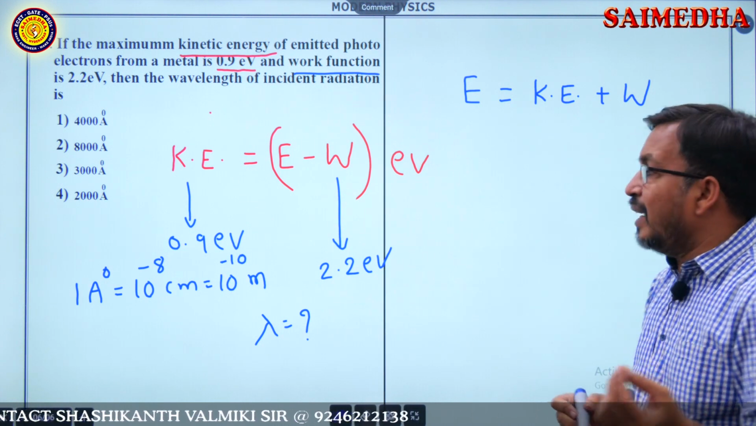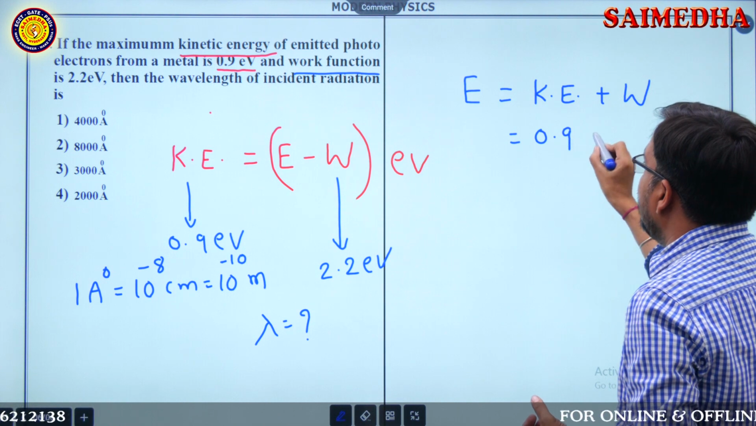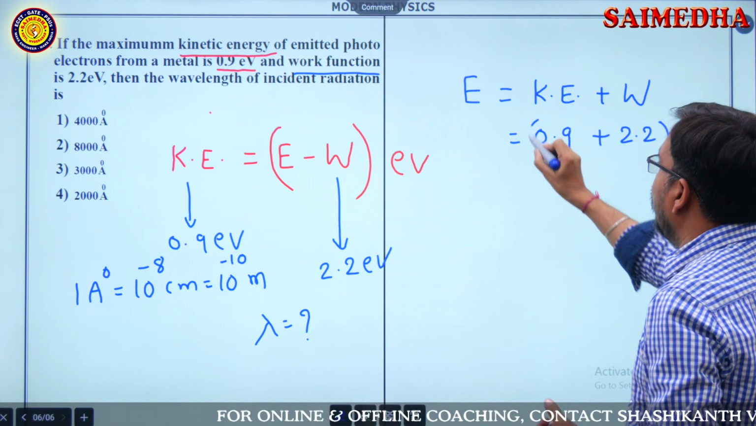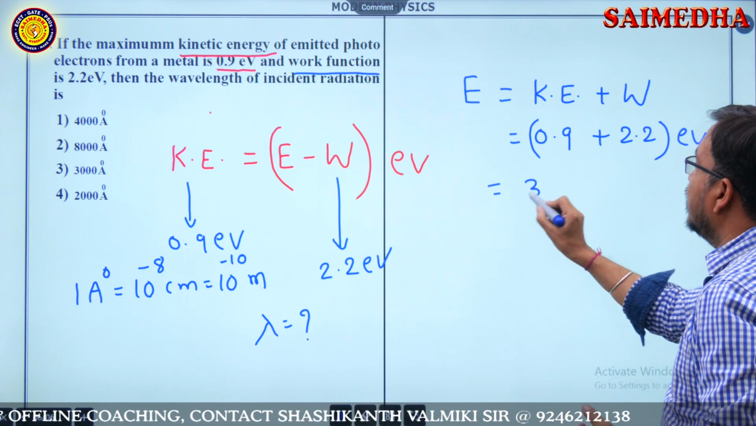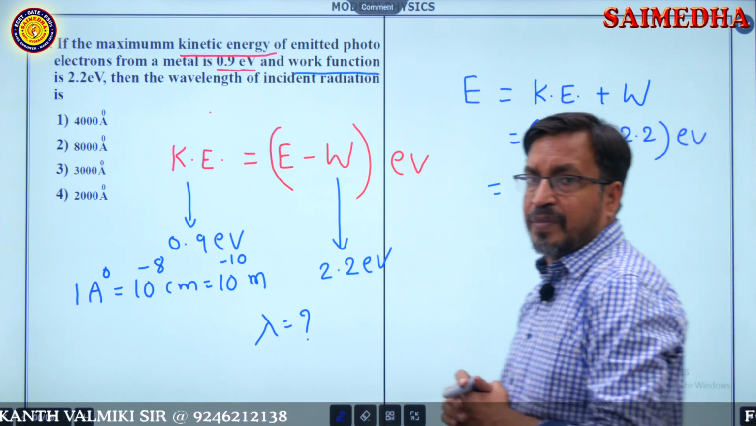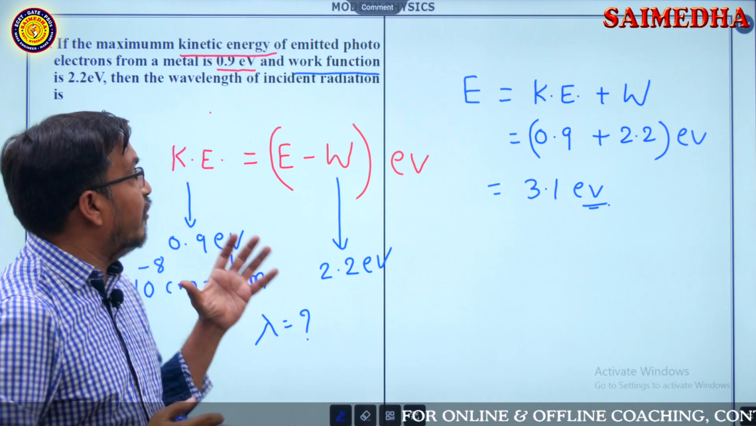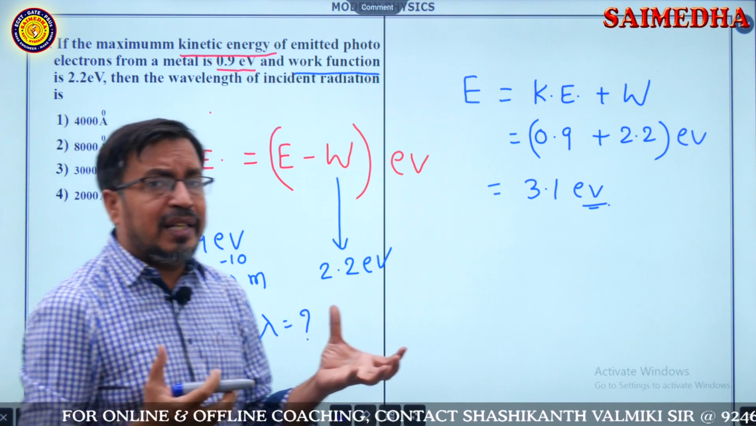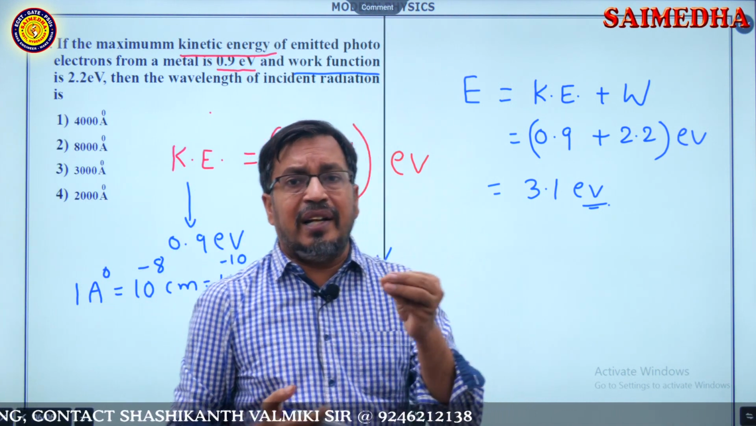So what is the kinetic energy? It is given as 0.9 electron volts and the work function is given as 2.2 electron volts. Then what is the energy value? Here, 3.1 electron volts. This is energy, but he is not asking for energy. What is he asking? Wavelength. What is the relation between the energy of incident light, that is photon, and the incident wavelength?